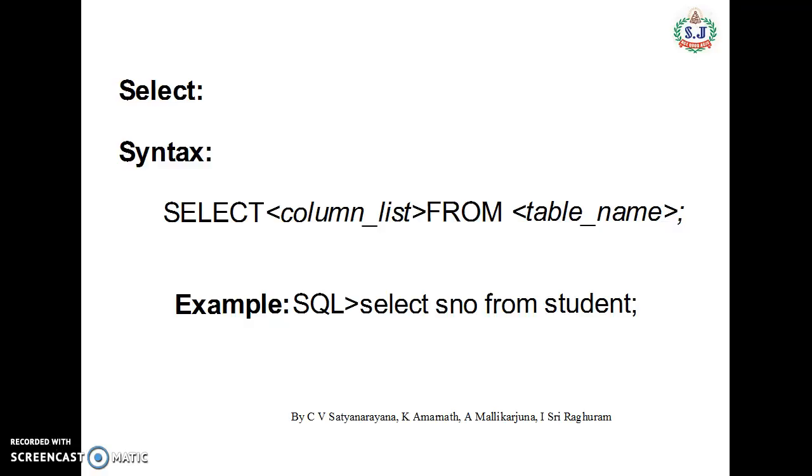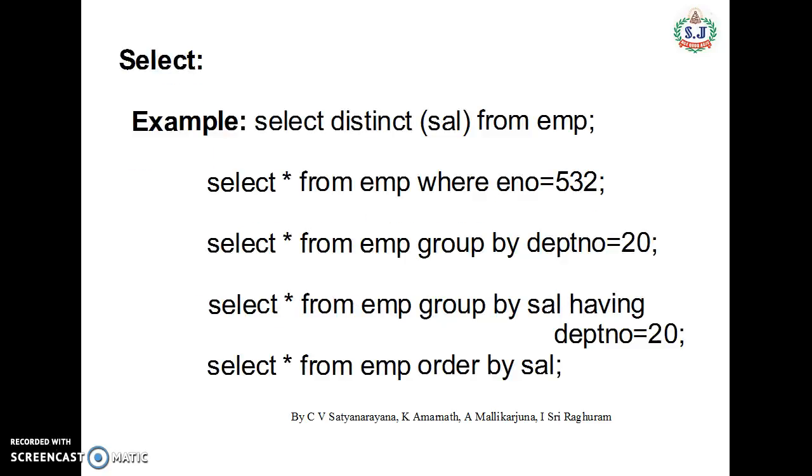We have one example called student, where we may have a student number, student name, and so on. I want to retrieve only the student number from the student table, that is, the student schema. Using the select command: select student number from student table name. We may have some more selections using different clauses, such as the distinct clause, which is used to retrieve only the different values in the particular schema.